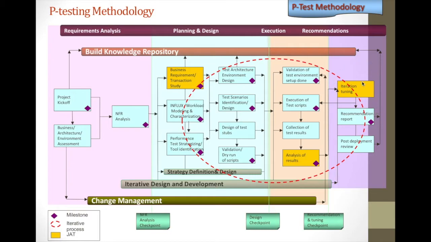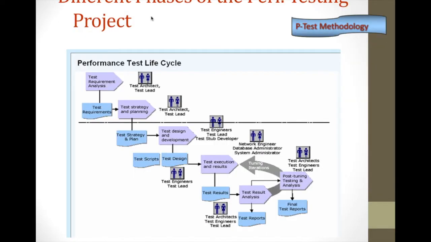So that includes iteration tuning, recommendation report, and post deployment reviews you do. Once this is done, we deploy our application to a production server. These are different features of a performance testing project. In this, we do the same thing that we do in manual testing, but the approach is different.